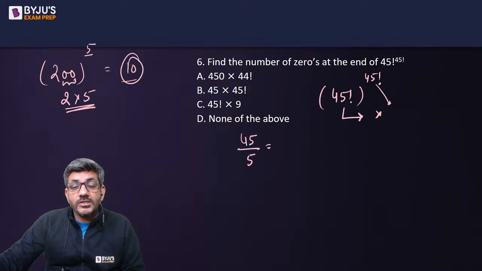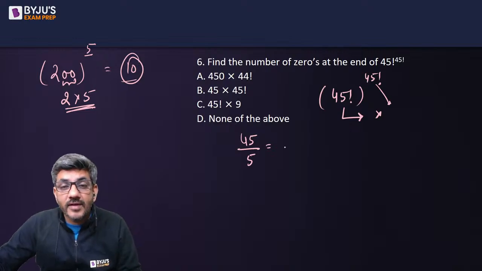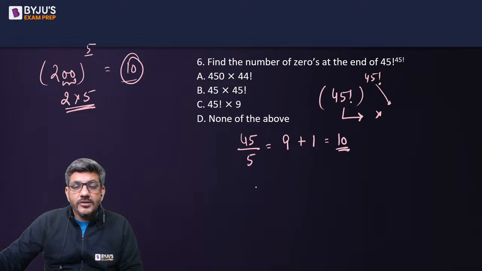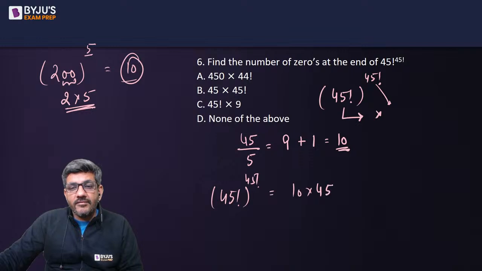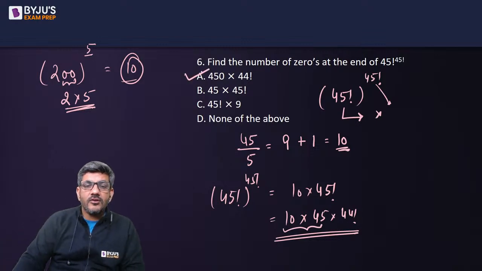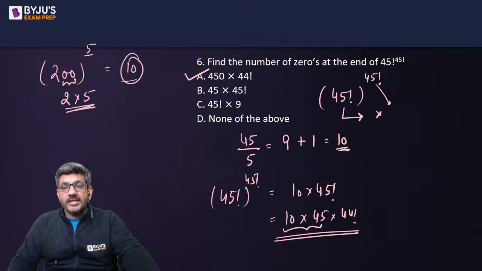Divide by 5, because the number of zeros depends only on the powers of 5. So 45 divided by 5 is 9, and 9 divided by 5 is 1. There are 10 zeros in 45 factorial. So the number of zeros in 45 factorial to the power 45 factorial is 10 into 45 factorial. Now 45 factorial is 45 into 44 factorial, so it can also be written as 450 into 44 factorial. 450 into 44 factorial is given in option A. So for question number 6, option A is the right answer.